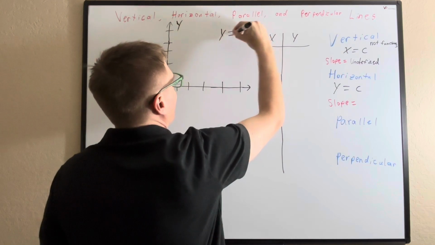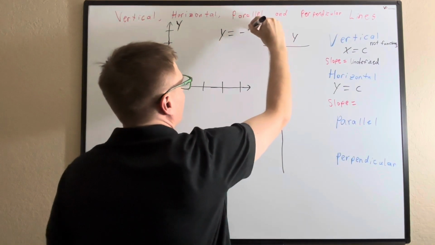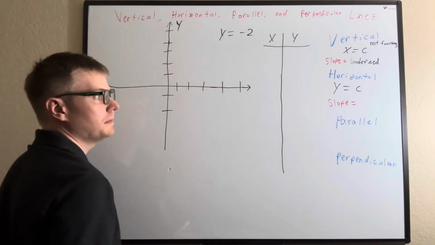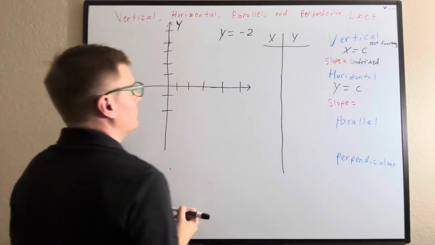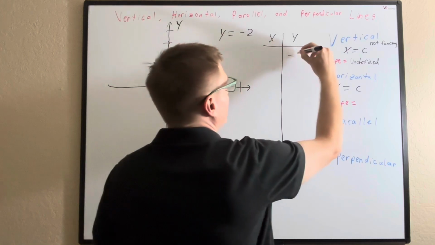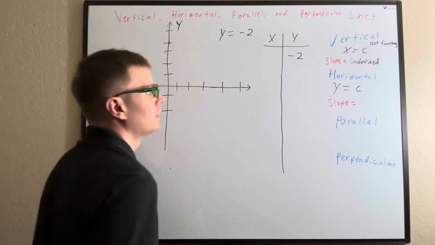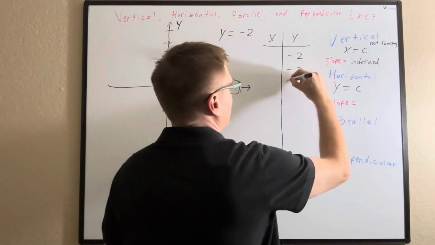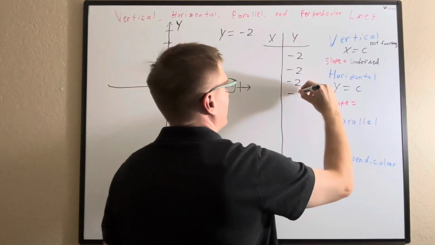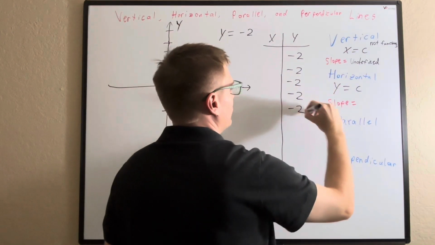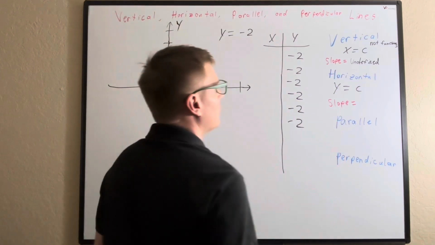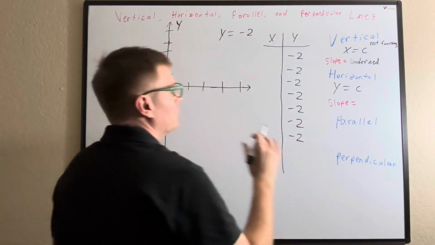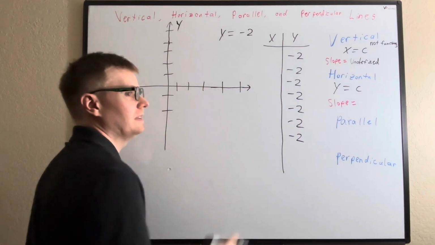Let's just say y equals -2. Let's go down 2, see what happens. Y equals -2. We put in -2. Y will always be -2. Well, if y is always -2, then x could be anything. We could plug in anything for x, and we will always get -2.